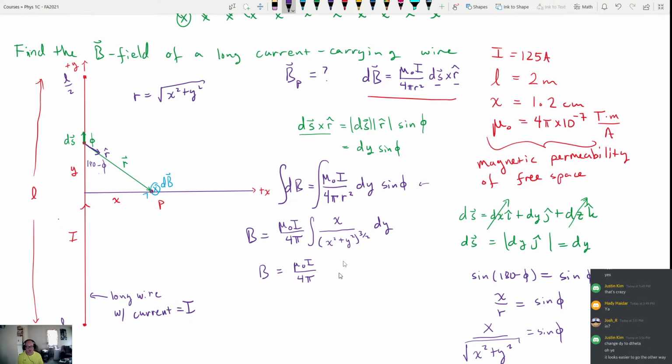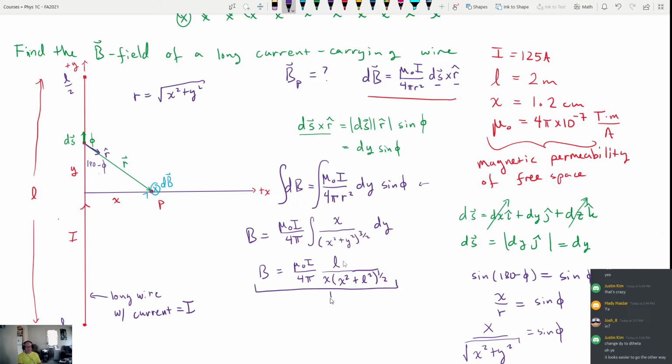So for us, I think our answer is going to be L over x times the square root of x squared plus L squared. I think that's what we're going to get. Because in the book, they go from negative a to positive a. We're going from negative L over 2 to L over 2. So our answer should be the same as theirs, except multiplied or divided by 2. Okay, so this is the result we get.